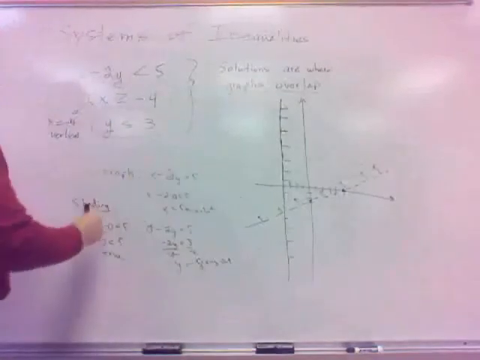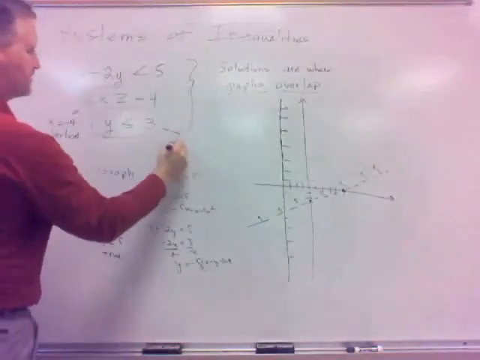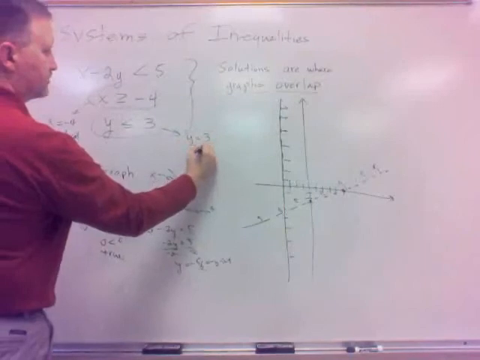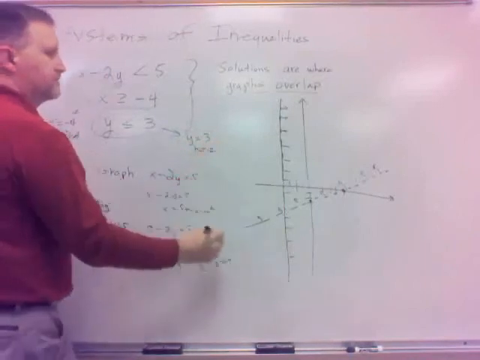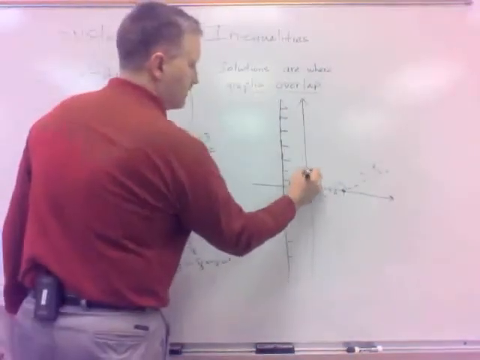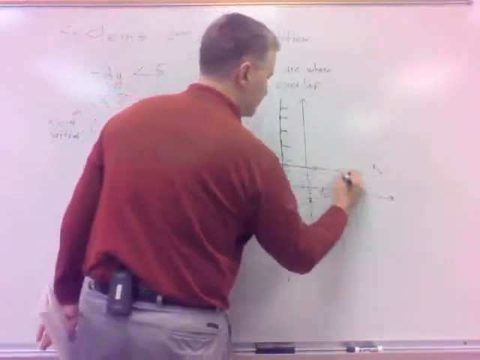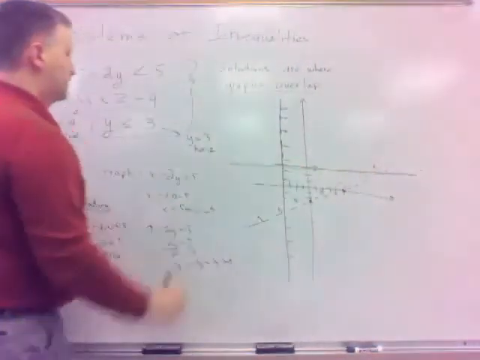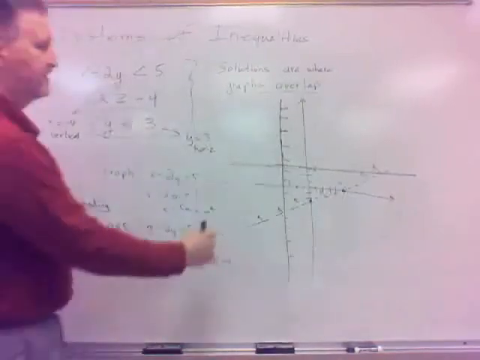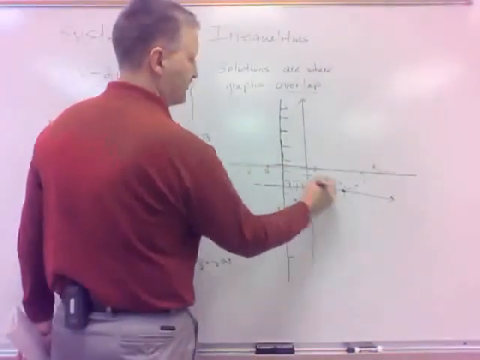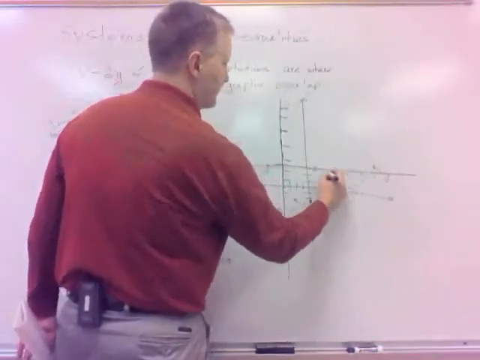Y is less than or equal to 3. Well, y equals 3, that's a horizontal line. Y equals a number is always horizontal. So at y equals 3, and I want less than, so what am I looking at as far as the overlap of all three?